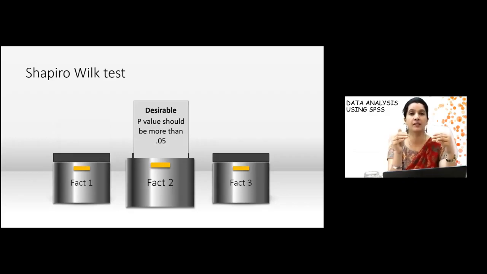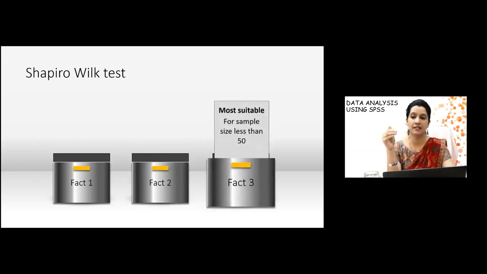So here, for the Shapiro-Wilk test, if the p-value is more than 0.05, the data is normally distributed. And it is more suitable for sample size less than 50. Generally, we test this across a group, but you can test it on a single data set also. But generally, we use the Shapiro-Wilk test for testing a continuous variable across 2 or 3 groups.